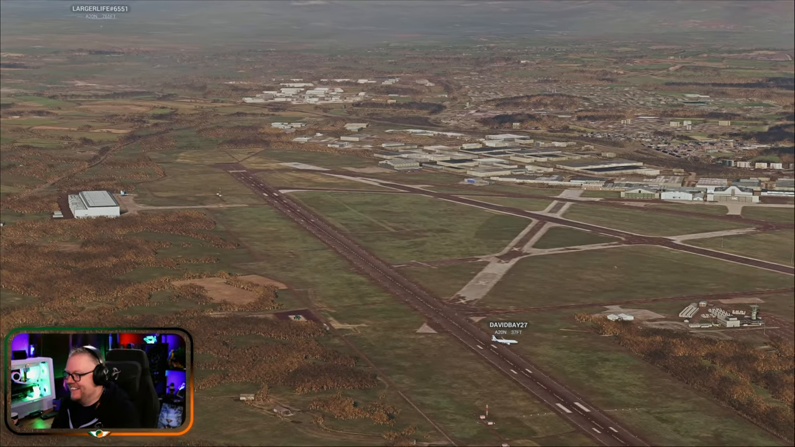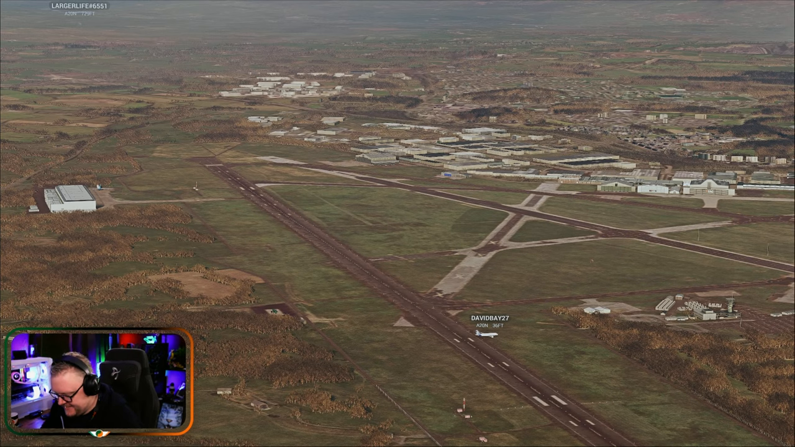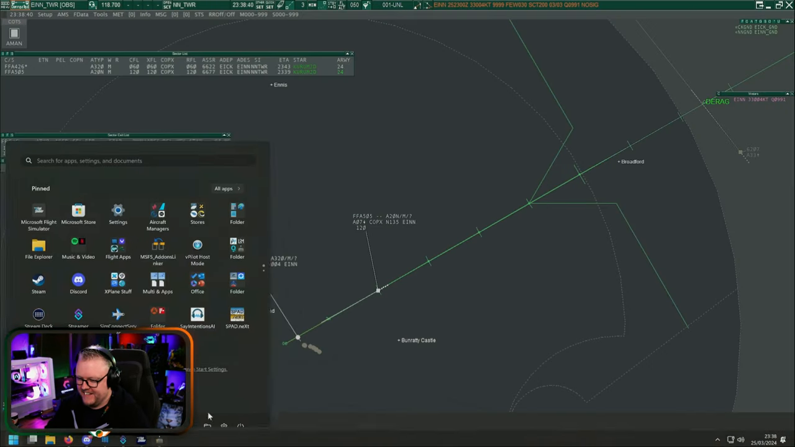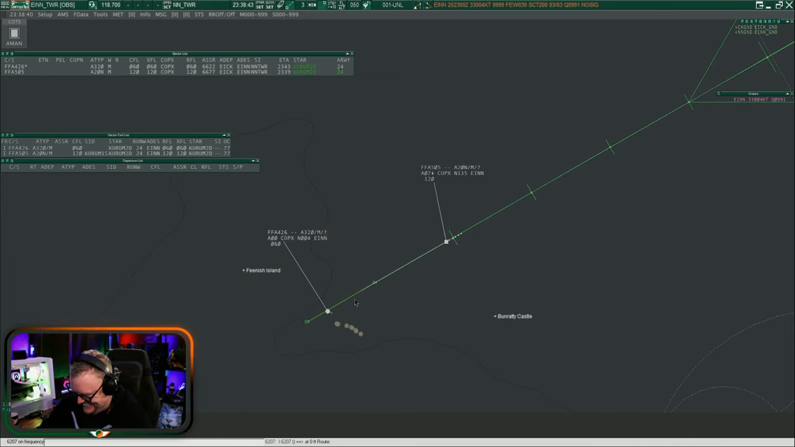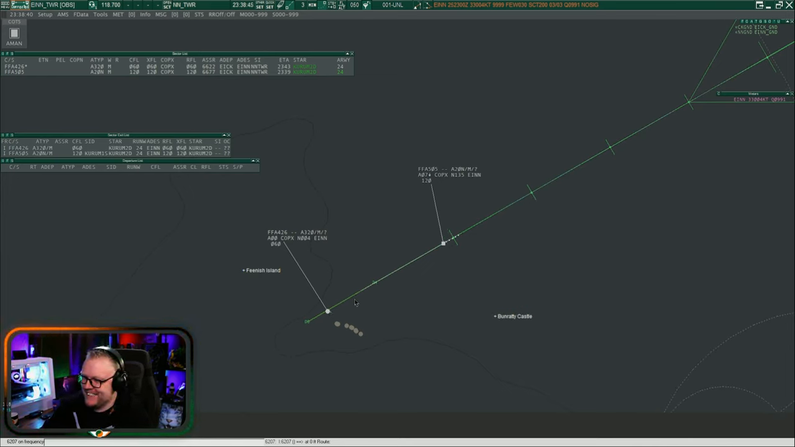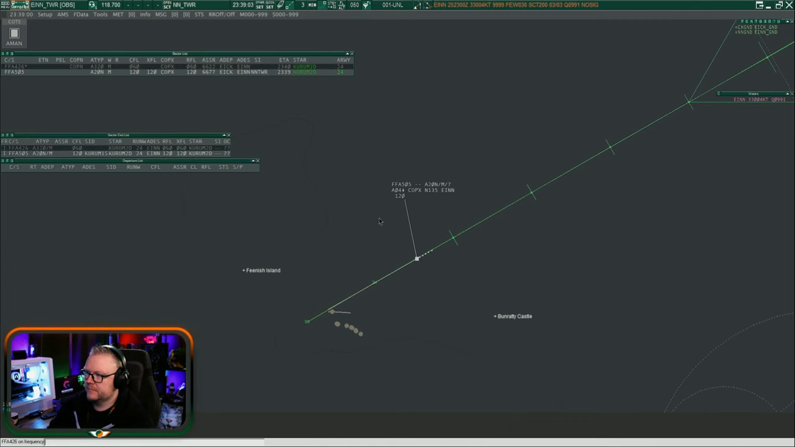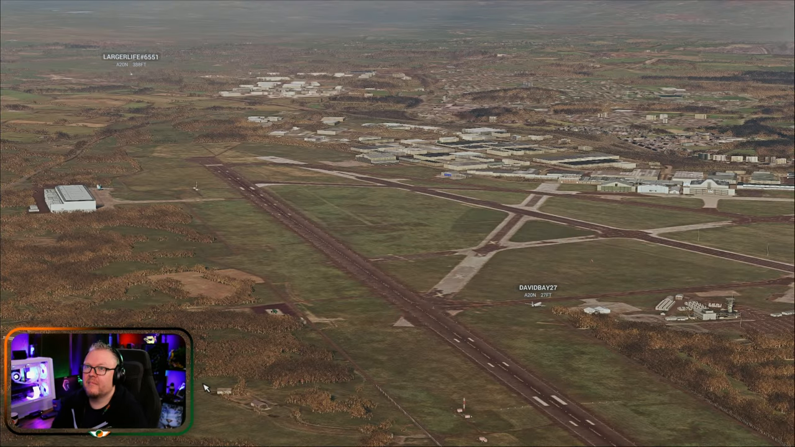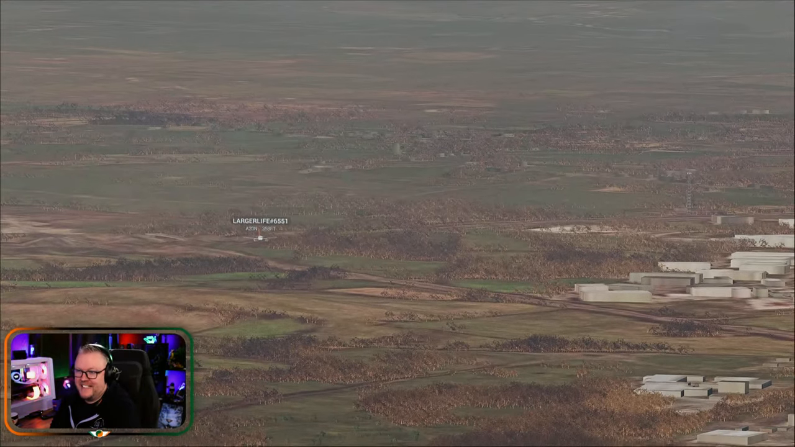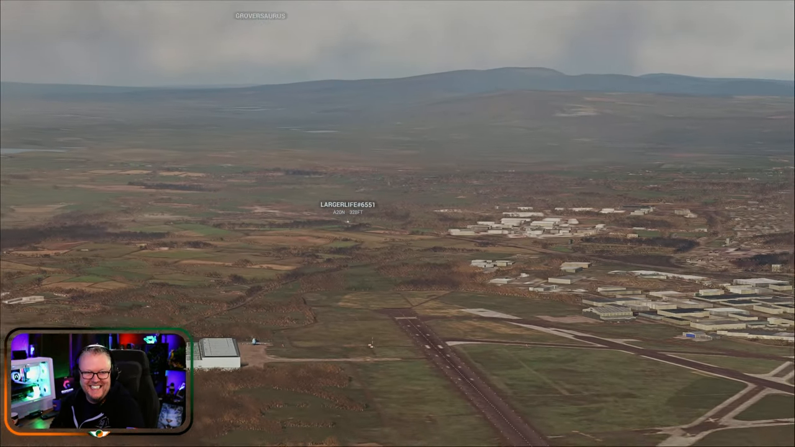Larger Life is coming in hot. Shannon Tower, Firefly 426, grass cutting and vacating runway. Firefly 426, thank you for your help. Contact ground 121.8. 121.8, sorry. You're grand. Firefly 426. Firefly 505, winds 330 at 4 knots, runway 24, cleared to land. Cleared to land, runway 24, Firefly 505. Not a second too soon, right? Jesus.